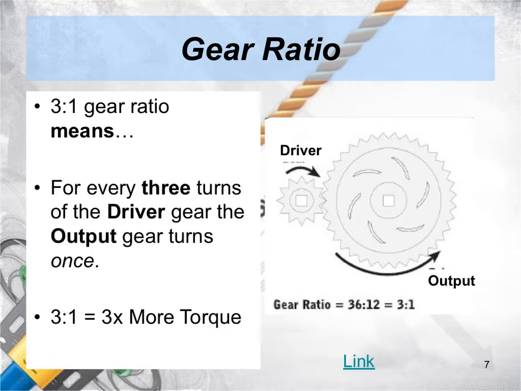So a 3:1 gear ratio means for every 3 turns that this driver gear makes, the output gear is only going to be turning once. So again, for every 3 turns of the driver gear, the output gear is only turning once. And just because it's turning slowly doesn't mean that's bad. It means that it's giving us more torque.